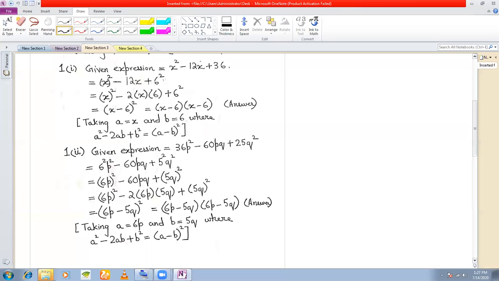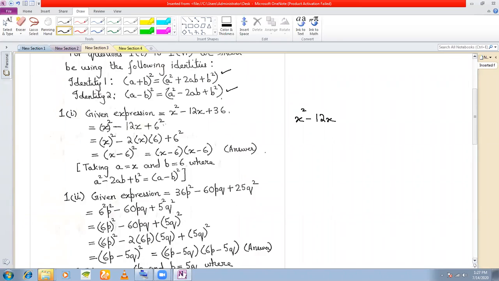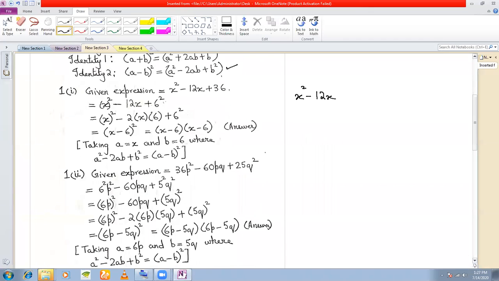Let me start with the simplest one. This is the next, second method that I'm discussing, which is factorization by algebraic identities. We are going to use what identities? We are going to use a plus b whole square and a minus b whole square in this. Okay, so let us try this first.